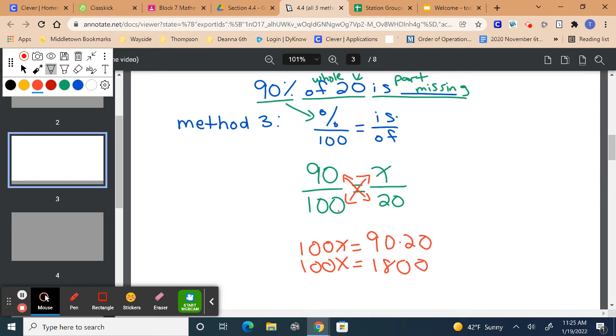And then now we need our X to be alone. So in order for our X to be alone, we are going to divide by 100, because our 100, whatever number is with the X, that needs to be away. It needs to go onto the other side of the equation. So X needs to be alone. So 100 divided by 100 is 1. So that is no longer there. But whatever you do to the one side, you have to do to the other. So we're going to divide by 100 on this side.